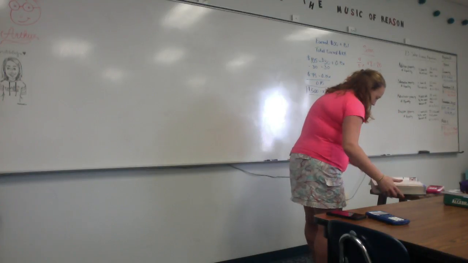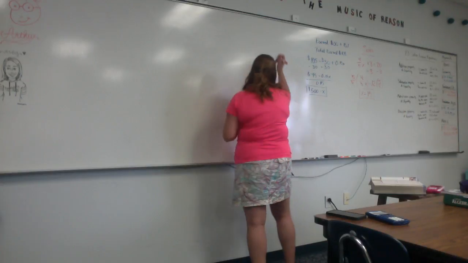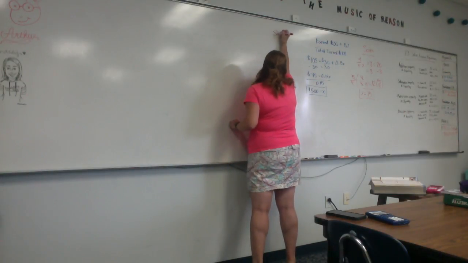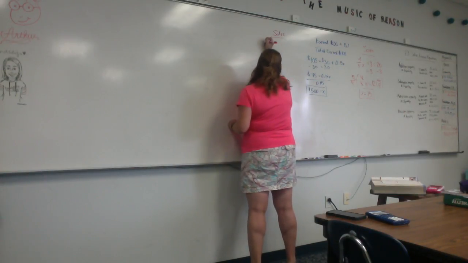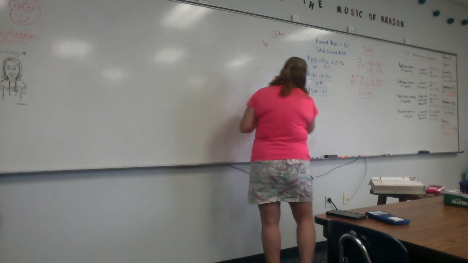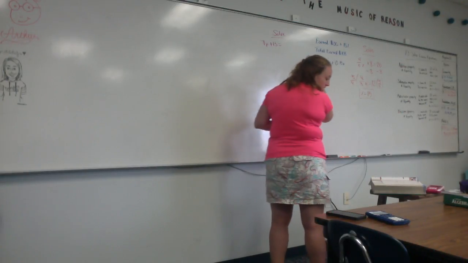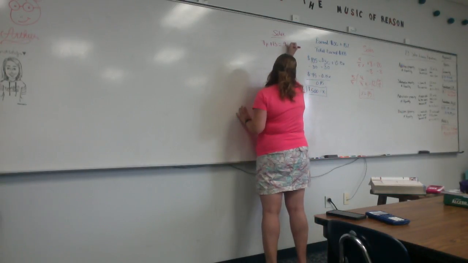Okay. How do I solve this? This lesson's really not that hard. It's just lots of examples. 7p plus 13 equals 9p minus 5. How do I solve that?